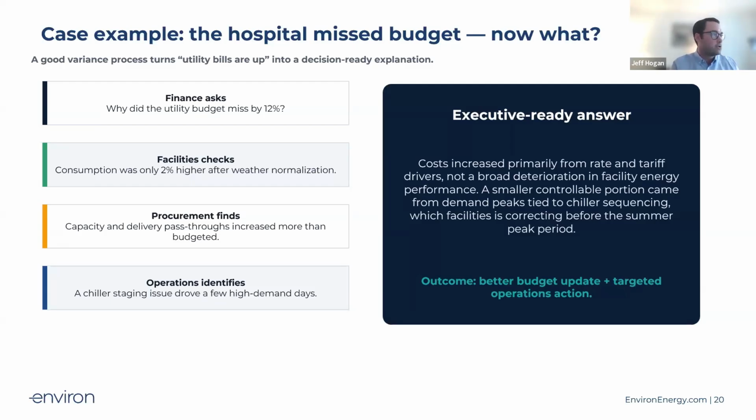So the executive answer to, again, why did we miss the utility budget by 12%, would be, as explained here, the cost increase primarily came from rate and tariff drivers, not a broad deterioration of facility energy performance. A small controllable portion came from demand peaks tied to chiller sequencing, which facilities is correcting before the summer peak period. Simple, effective, actionable, and executive ready.